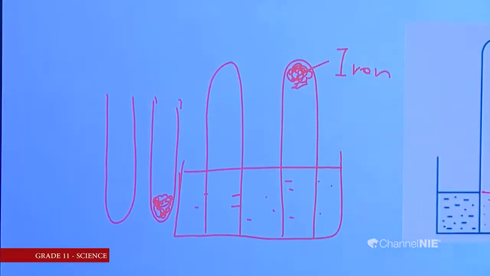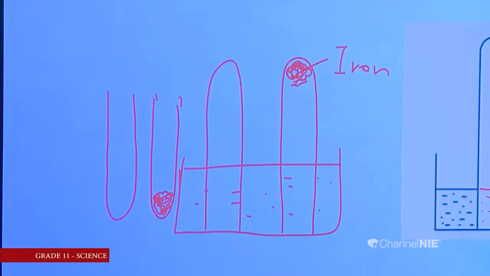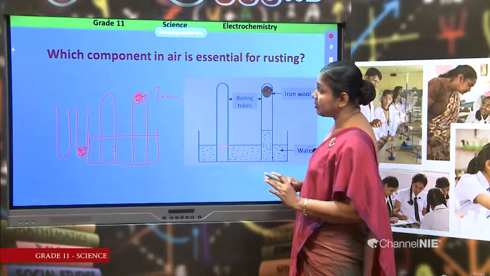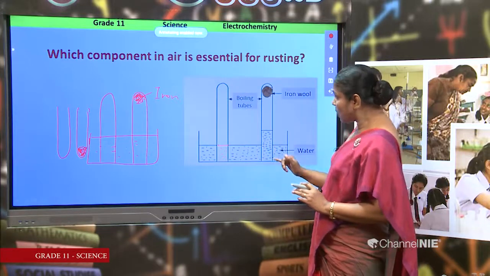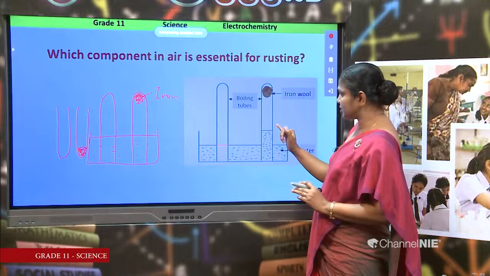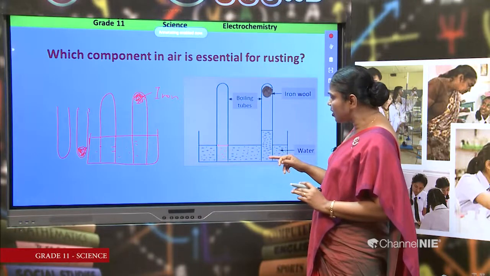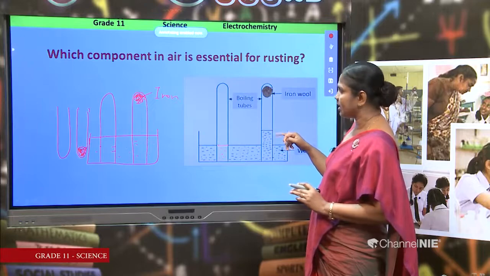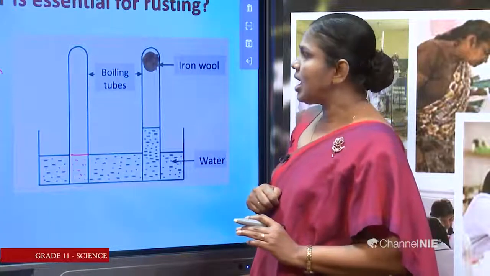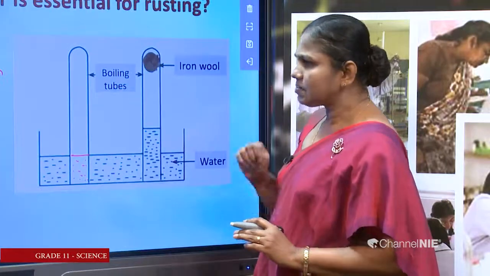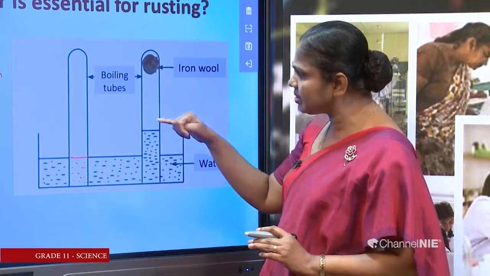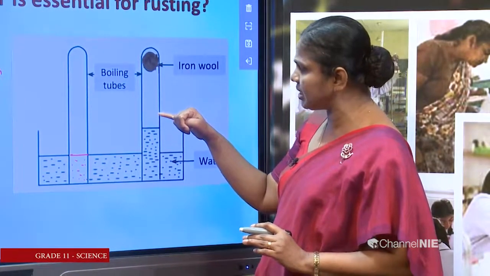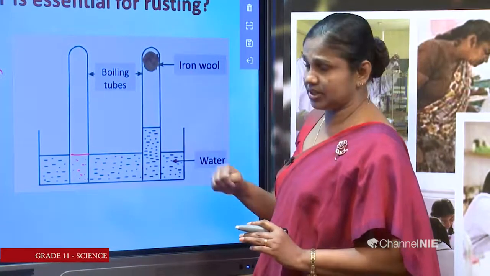After arranging this setup, you have to keep this for a few days, 2 or 3 days. Then what can you observe? You can observe that only in this particular test tube with iron wool, the water has gone up. The iron wool has also rusted. That means for rusting, one component of air, a certain gas in this tube, has been used.